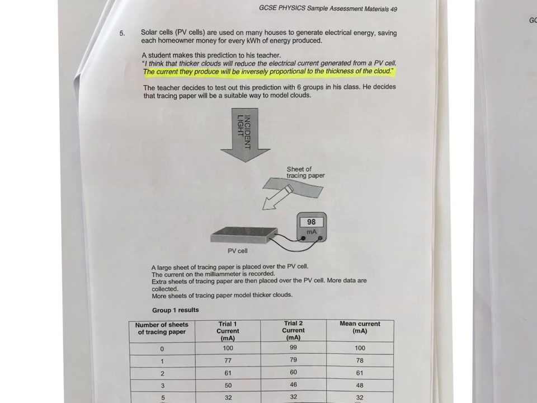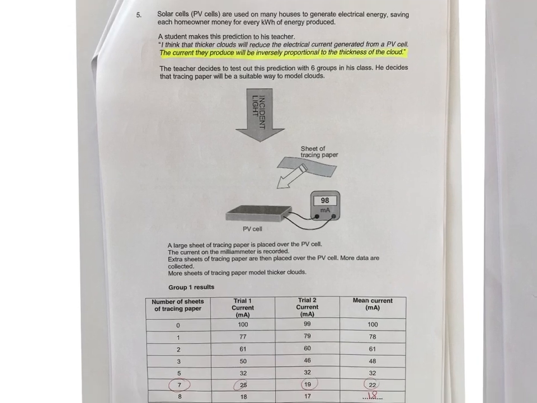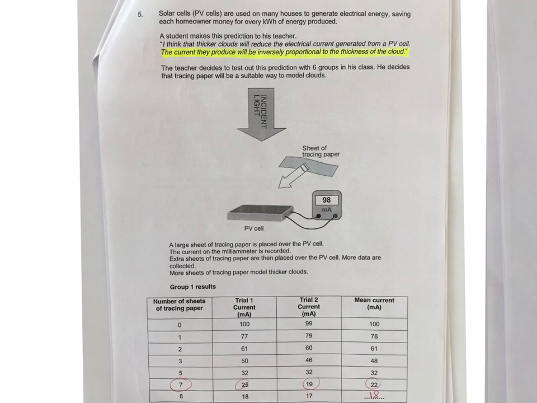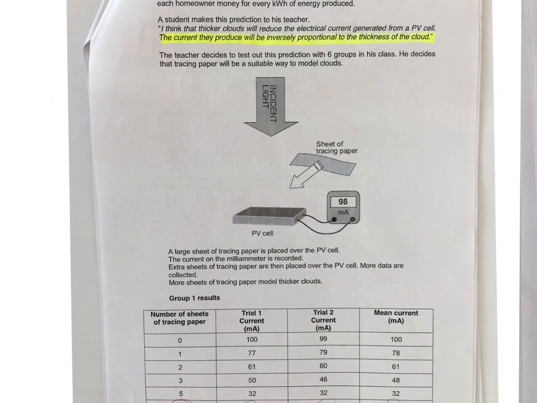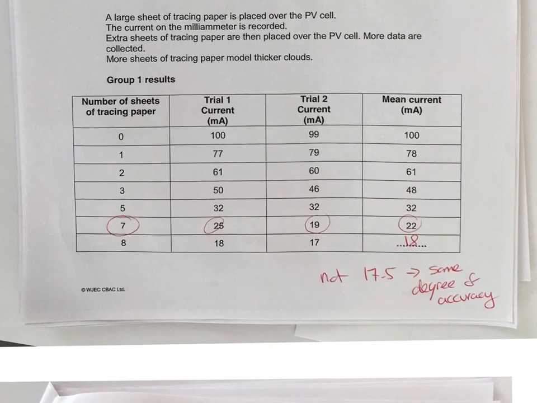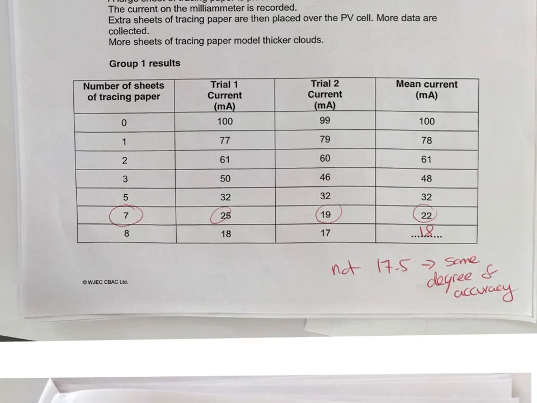So back with part 2 then of the sample assessment material for the higher year 10 triple paper. We've got a little bit of information about solar cells there, and we've got a prediction which we're going to use later. The first task that we need to do is to calculate the mean.